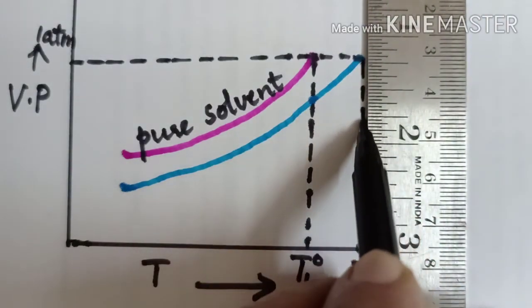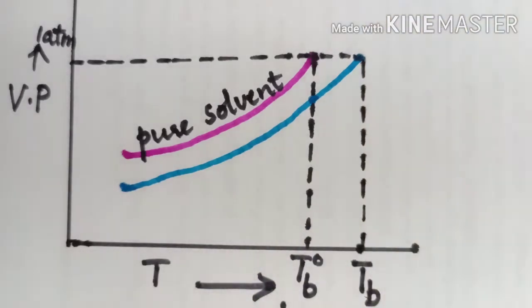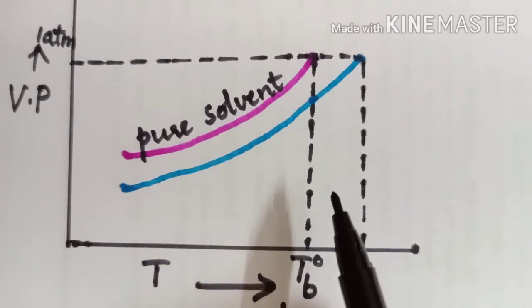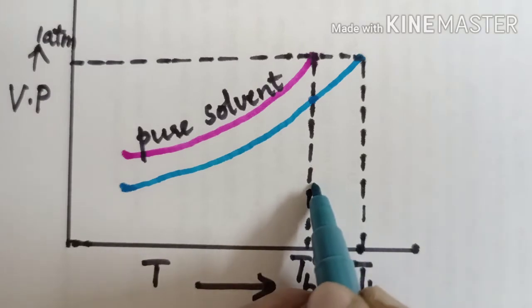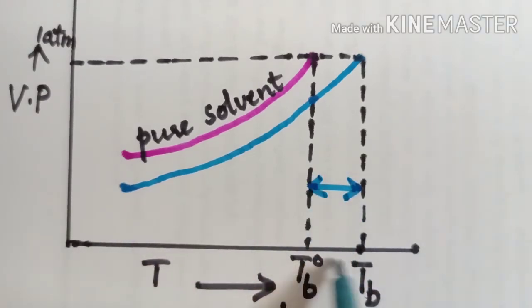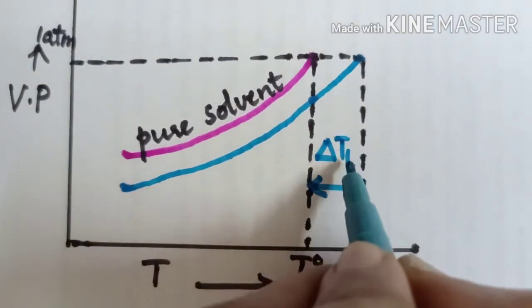So the change happening here is when we are adding a non-volatile solute in the solvent, the vapor pressure decreases, with the result the boiling point of the solution will increase. That is, there is an elevation in boiling point. What is the change in the boiling point here? That can be understood from the difference here, that is TB minus T0B. That can be marked as delta TB.